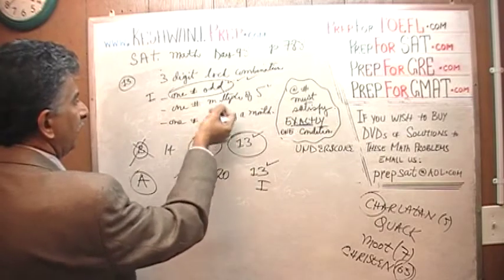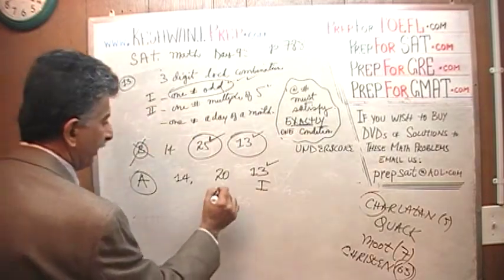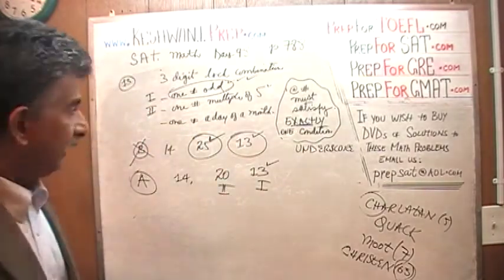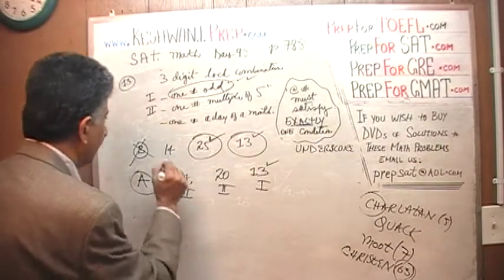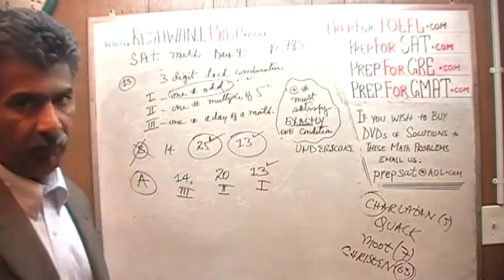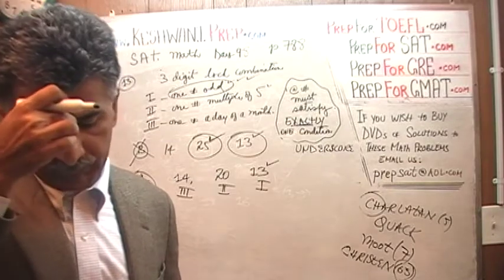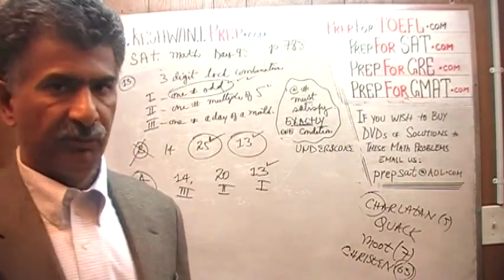Then we need a multiple of 5. Second condition, multiple of 5. This can serve as a multiple of 5. And finally, 14 can serve as the day of the month when Kyle was born. That's it. That's how Kyle put his lock combinations together.